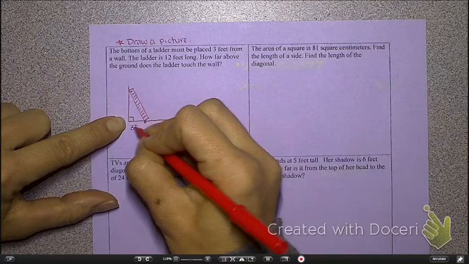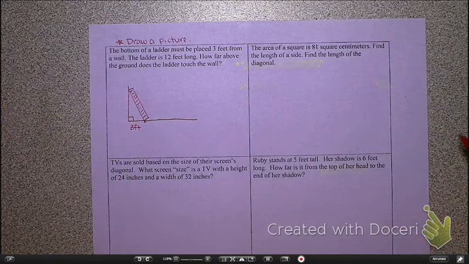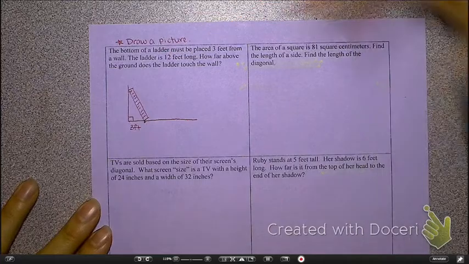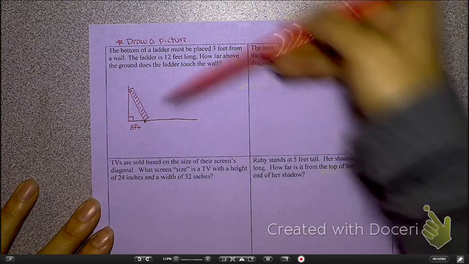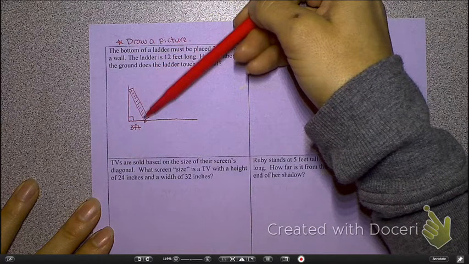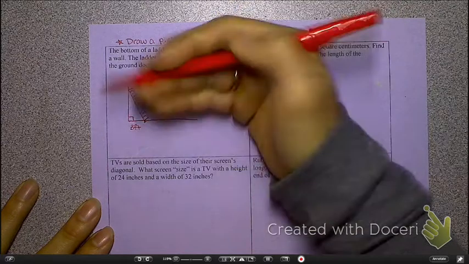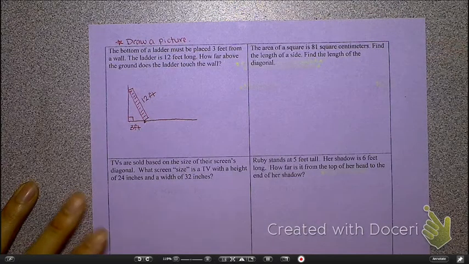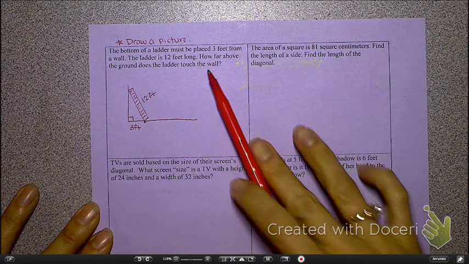3 feet. Okay. All right, then it says the ladder is 12 feet long. Well, where's the ladder? This side, right? Yeah, the hypotenuse. So that's 12 feet. Now it's asking how far above the ground does the ladder touch the wall.